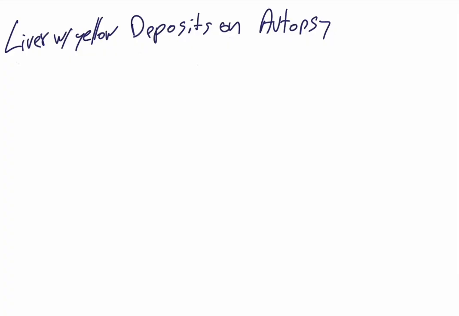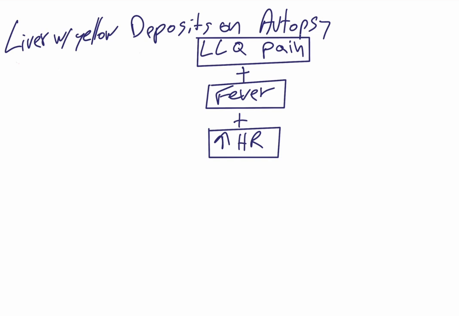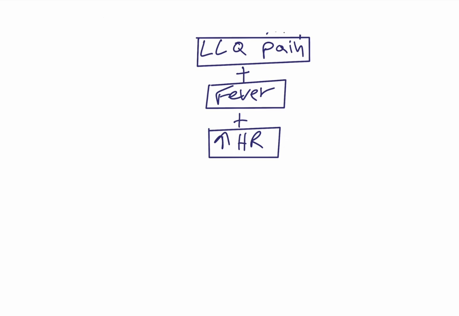All right, party people. Today, we're going to be going over how to deal with a question if the USMLE presents to you a liver that has yellow deposits on it found on autopsy after an elderly person was complaining of left lower quadrant pain, fever, and tachycardia. Before we get into the funky liver, let's first deal with the left lower quadrant pain, fever, and tachycardia that this patient was experiencing prior to death.